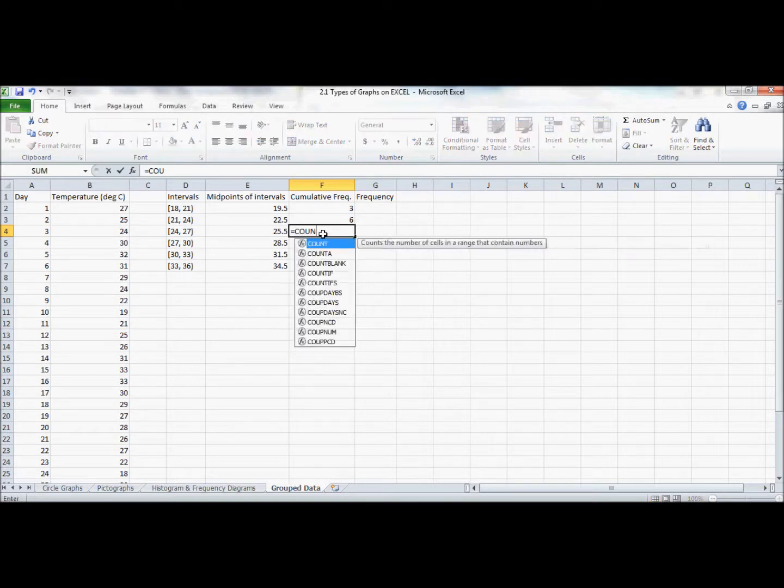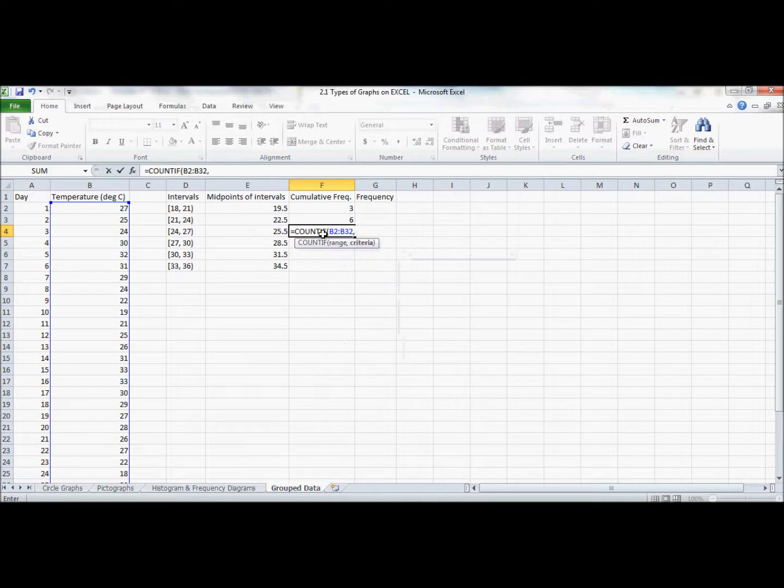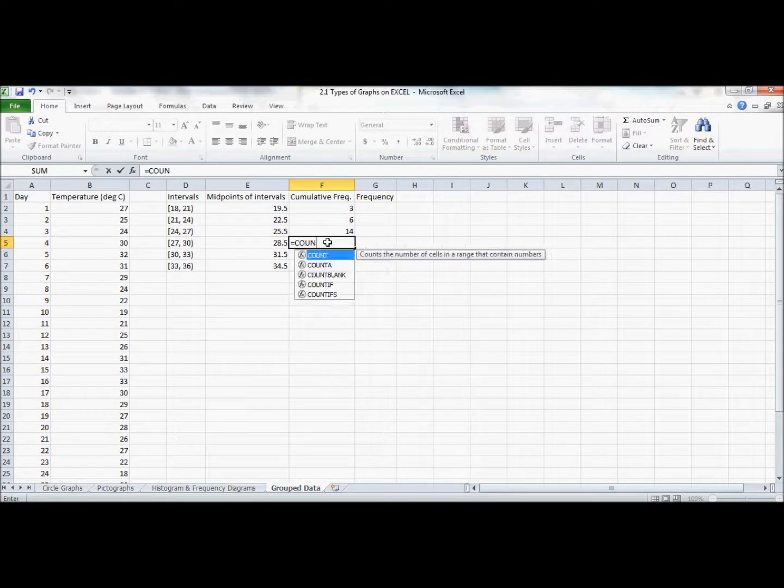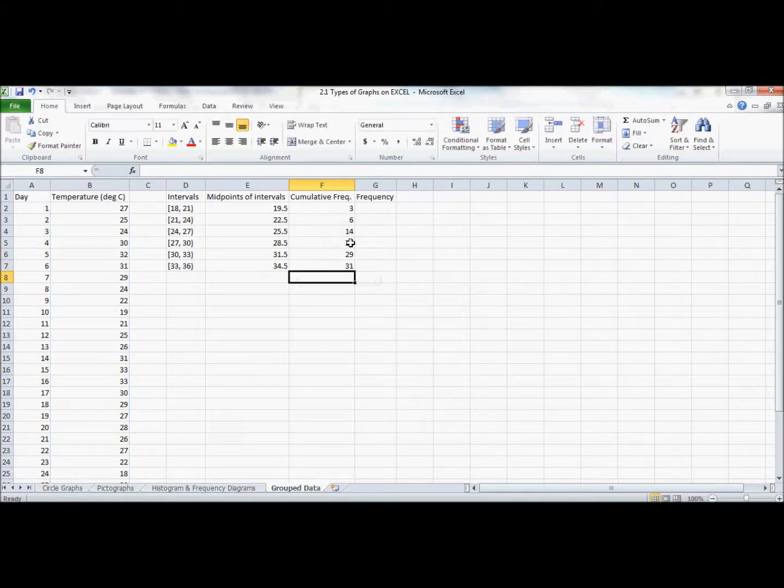Okay, next one, again COUNTIF, B2 up to B32. And the criteria this time is that it's less than 27. And we're going to fill in similar formulas for the last three. Okay, so we get the rest of our cumulative frequency table filled out.